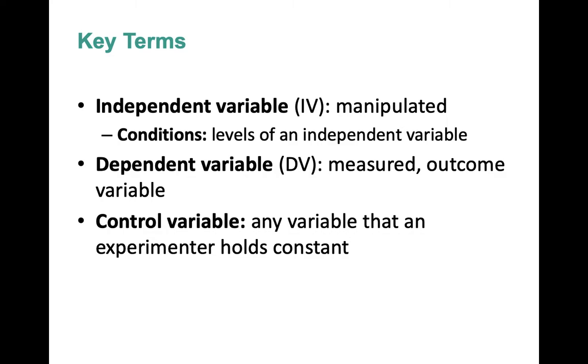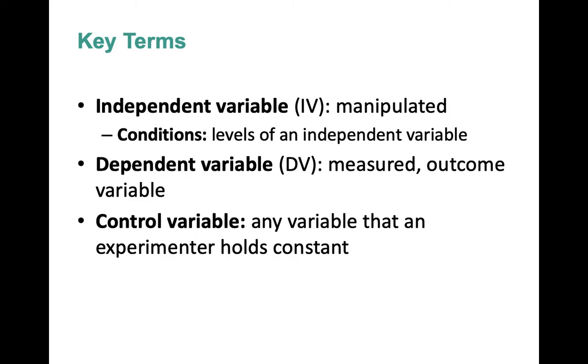So let's review some key terminology. The first is independent variable. An independent variable is manipulated by the researcher. For example, in the note-taking study, note-taking method was the independent variable. They could either take notes via laptop or longhand.